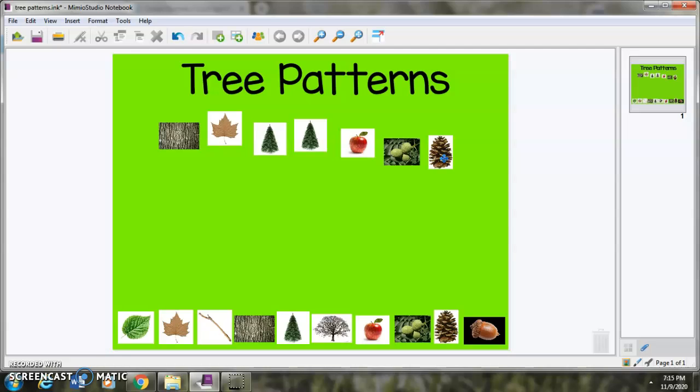So if you said no, this isn't a pattern, you're right. Because I just kind of put some pictures up there. I wasn't going in an order. They aren't repeating. I just have some pictures. I did bark, brown leaf, evergreen, apple, walnut, pine cone. It's not a pattern. Okay, let's see if I can do better this time.